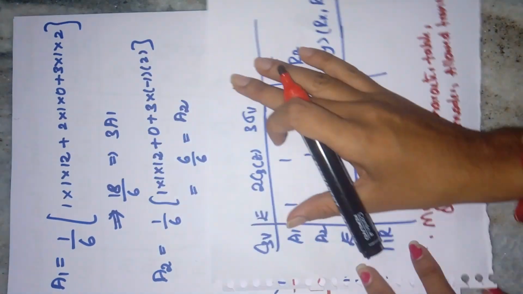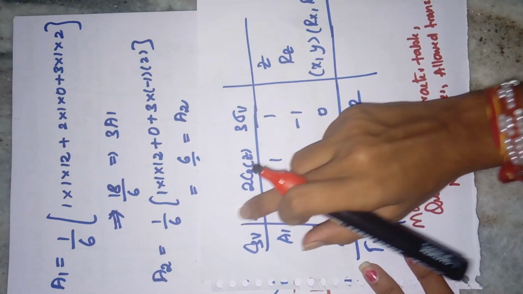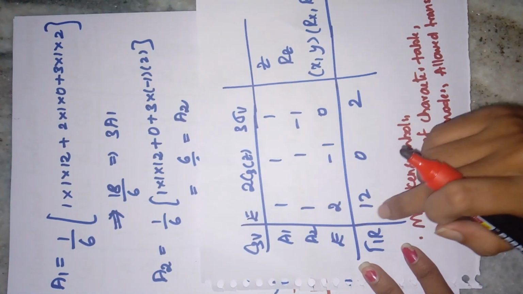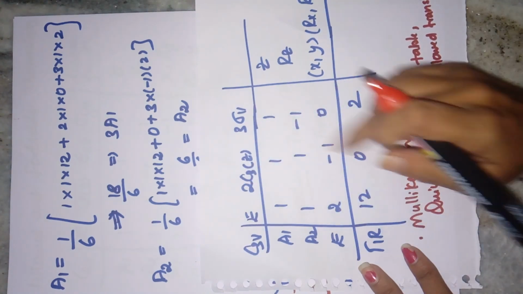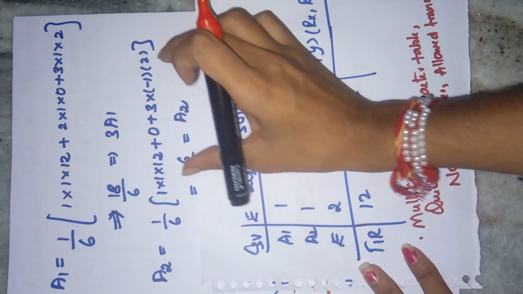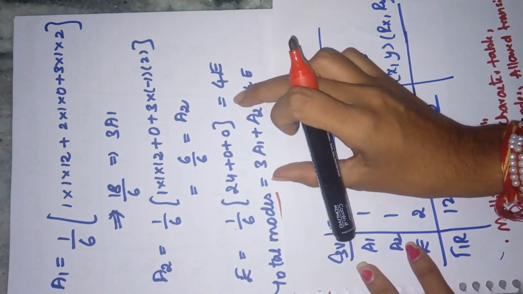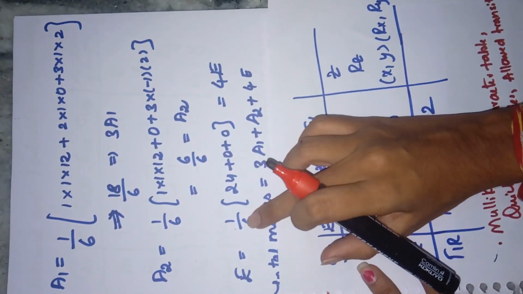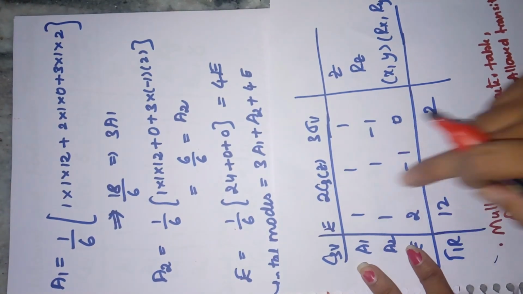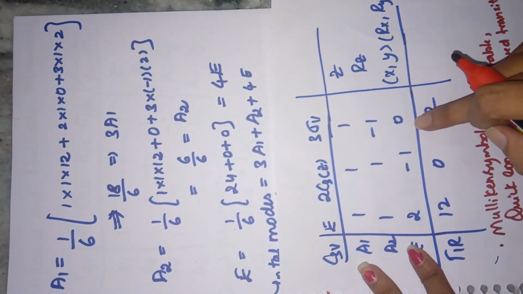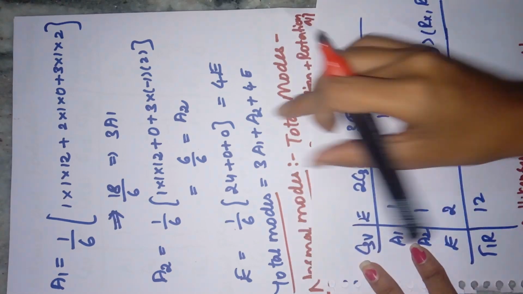Next A2. For A2, this is 1 into 1 into 12, plus 2 into 1 into 0, plus 3 into minus 1 into 2. That will give me the A2, the normal modes. And then E: 1 into 2 into 12, 2 into minus 1 into 0, 3 into 0 into 2. So that will give you this particular thing.